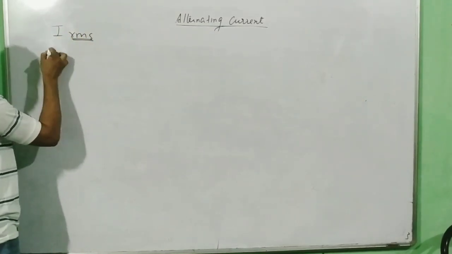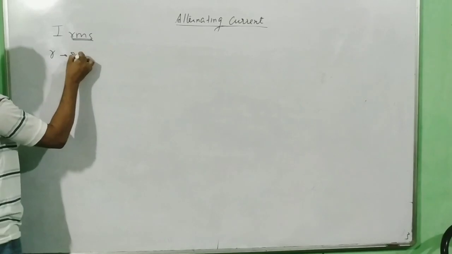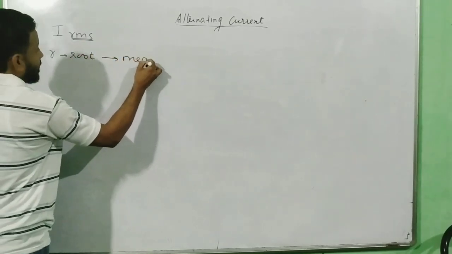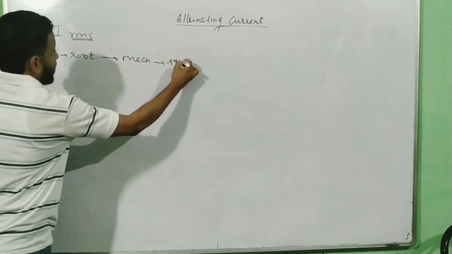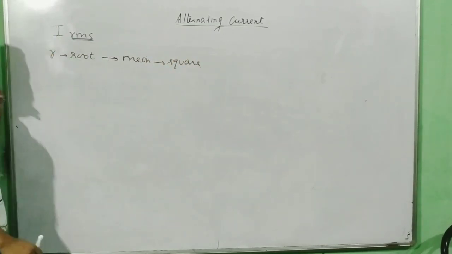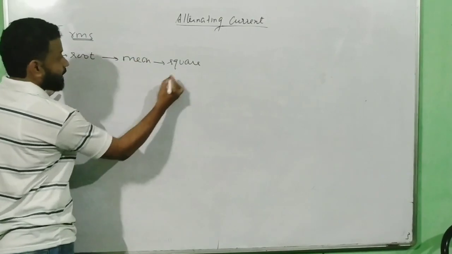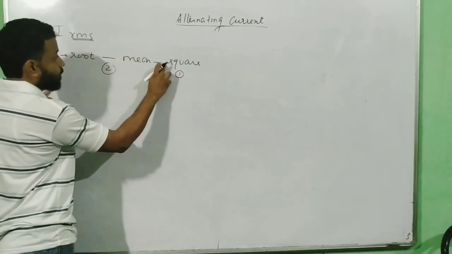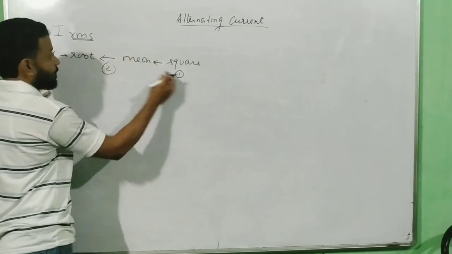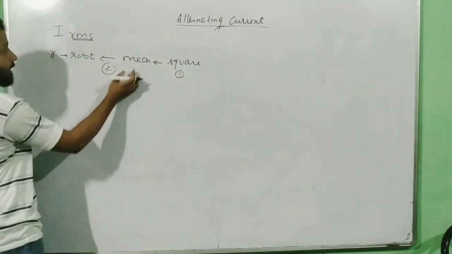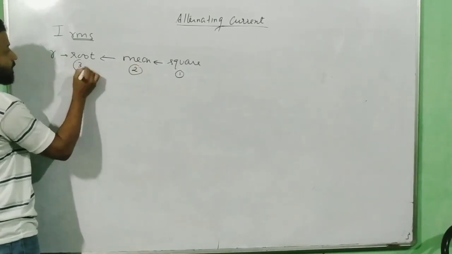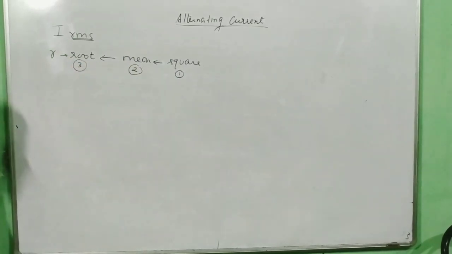Now, what exactly is RMS? R stands for root, then it goes to mean, and then it goes to square. But what is the step? The step to find RMS current is: first find the square of the function, then find the mean of the function, and then take a root of the function, and the answer becomes RMS current. Okay, root mean square current.